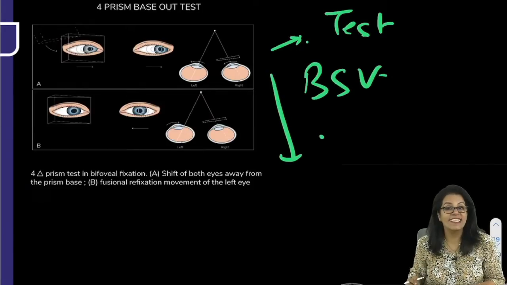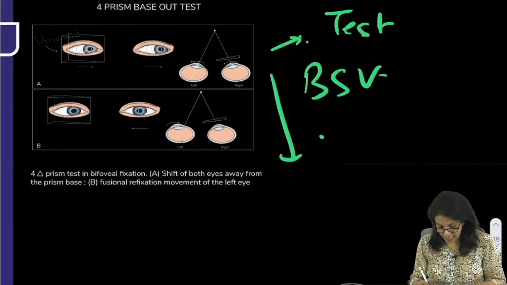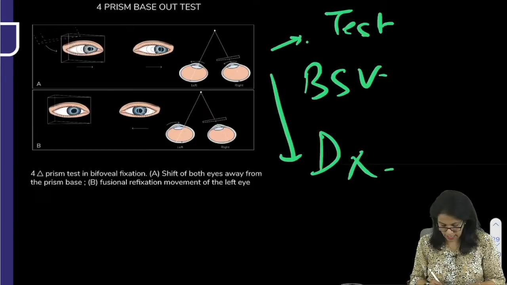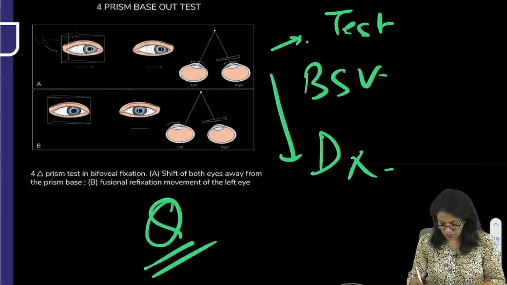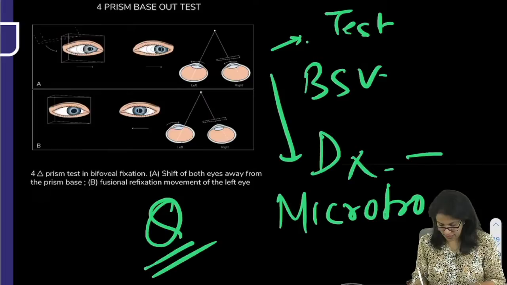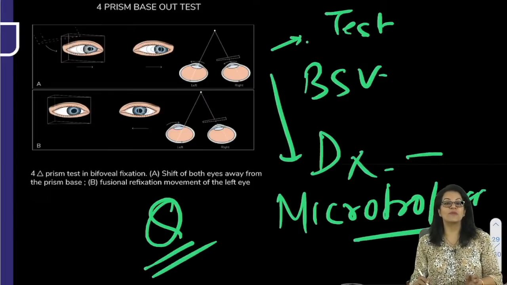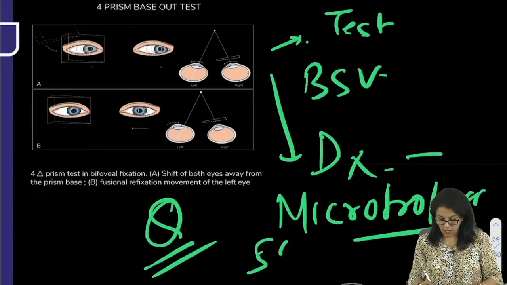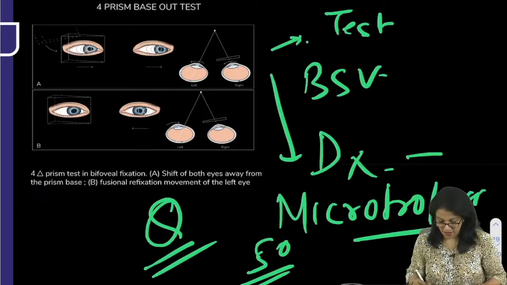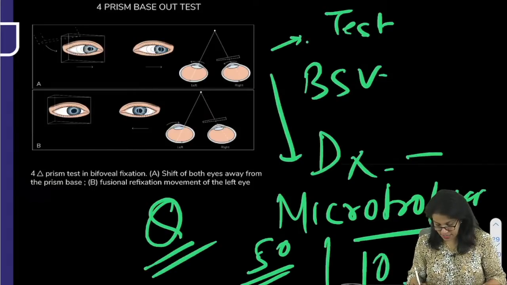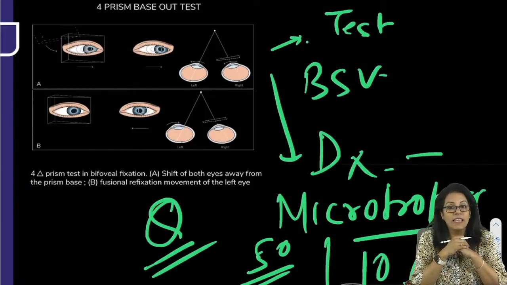And what is the second thing? The second thing we will not forget is it can diagnose. This was your again INI-CET question. It was to diagnose microtropia. What is microtropia? Tropia is squint, micro is very small squint. How small? 5 degrees. 5 degrees means 10 prism diopters. Okay, we come to the next slide.